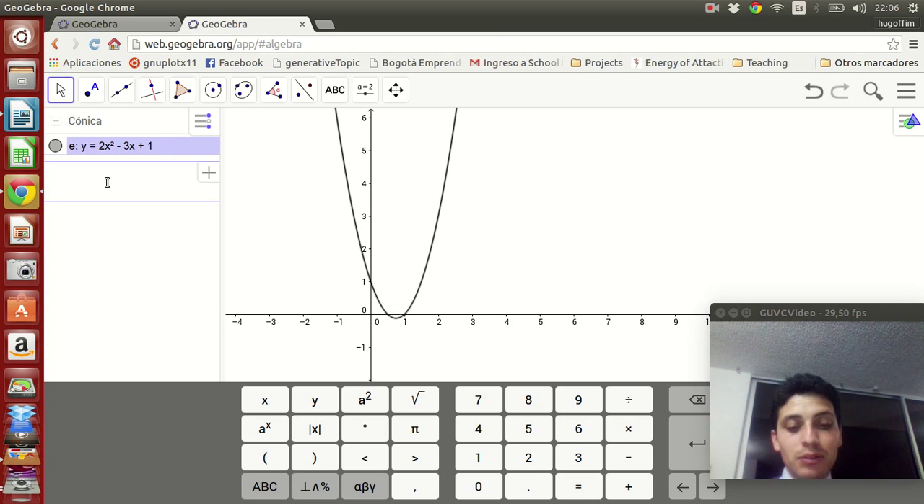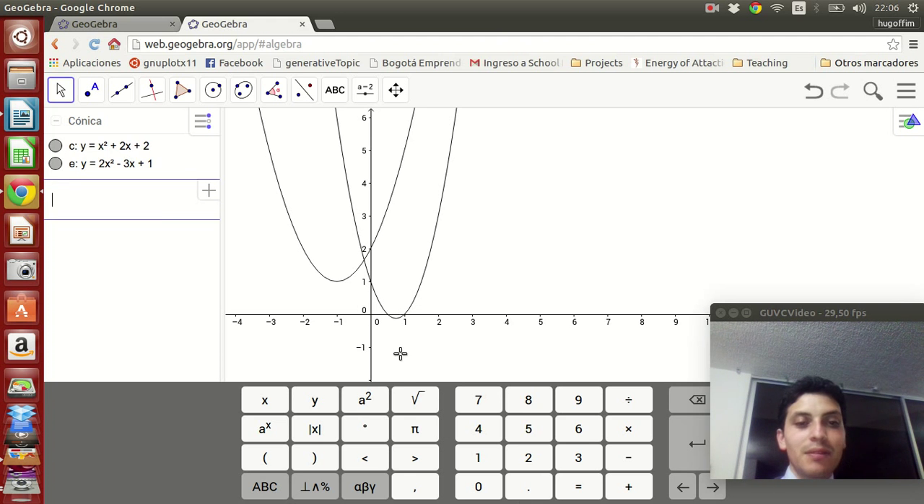For example, if I write another quadratic function, x squared plus 2x plus 2, the axis of symmetry changes. Now the axis of symmetry is near to 1.